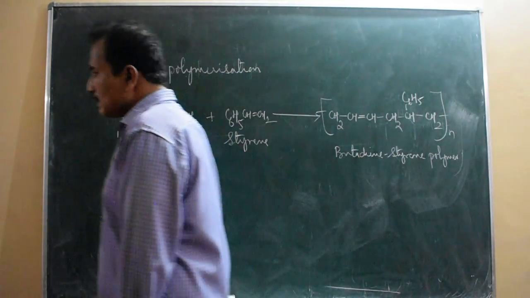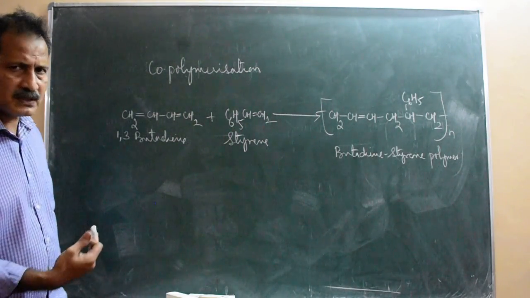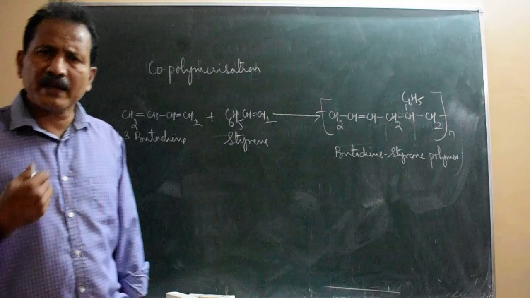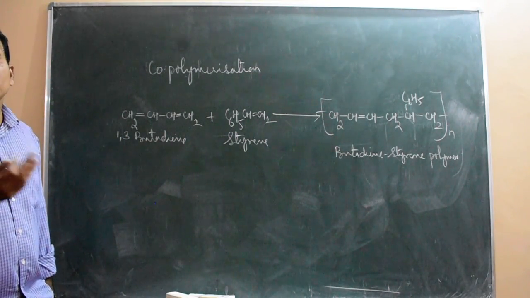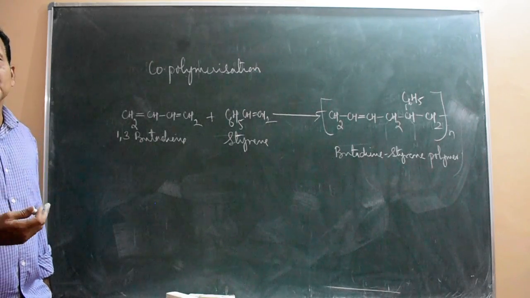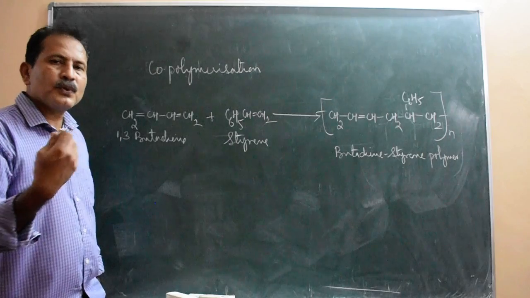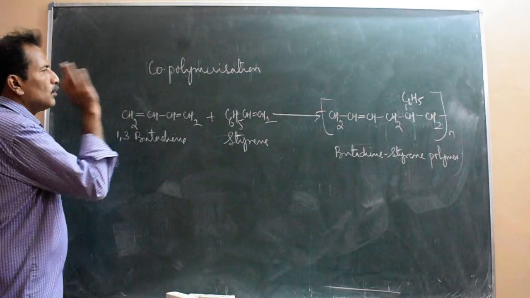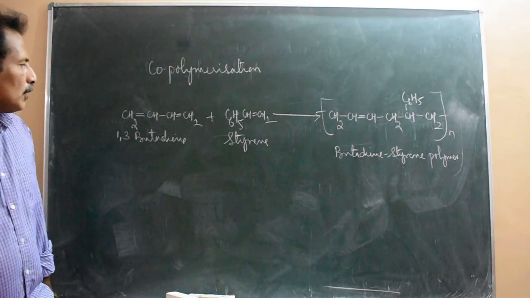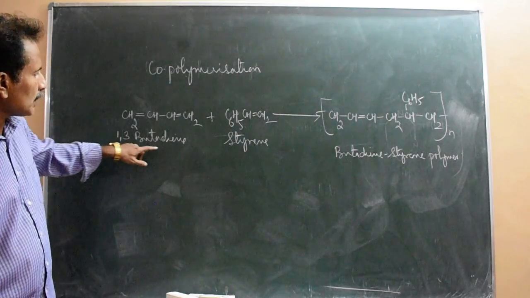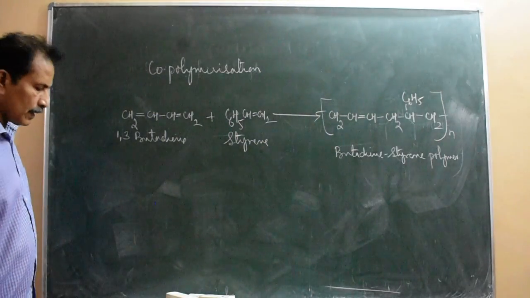Okay, so this is your copolymerization, which is nothing but a polymerization reaction in which a mixture of different monomeric species are allowed to polymerize so as to produce a polymer called a copolymer. So for example, butadiene styrene polymer, where we use 1,3-butadiene with styrene to get this polymer.